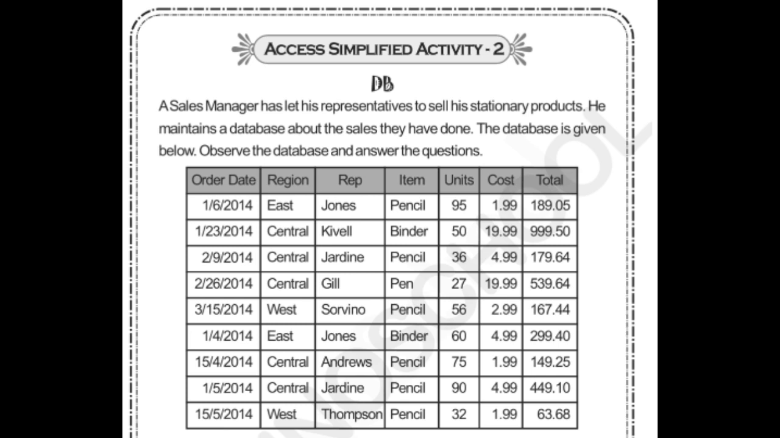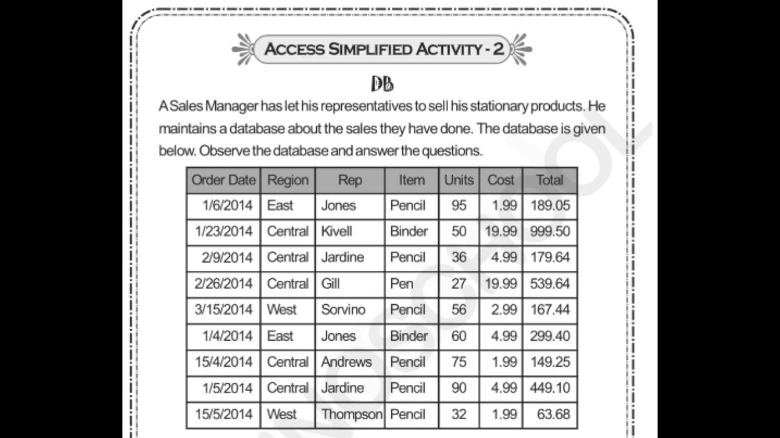Let me explain about this table. How many columns do we have in the table? Order date is one column, region is the next, third is representative, and the fourth one is the item column, then units, cost, total. So we have 1 2 3 4 5 6 7 column headings. Technically, we can say these are the field names: order date, region, rep, item, units, cost and total. These are the column headings or field names.